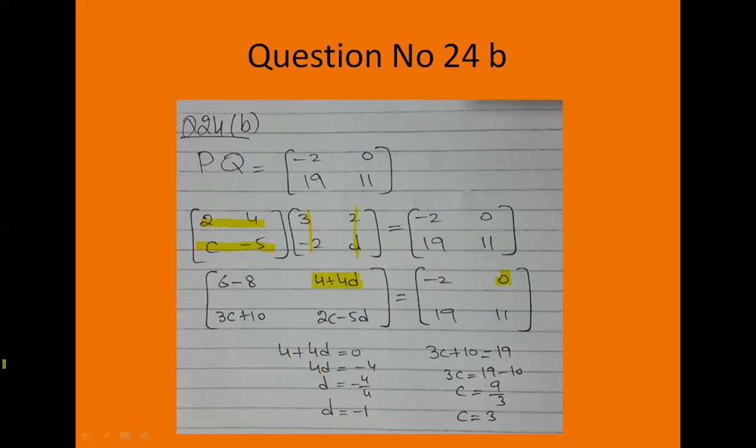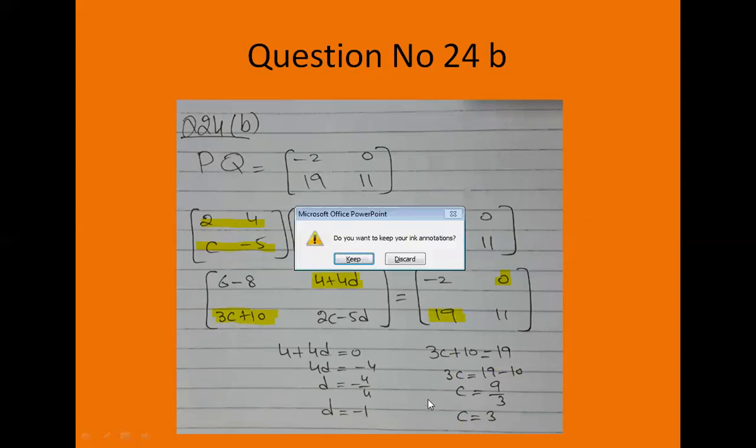Okay, now I know the value of D. Compare this. 3C plus 10 will be equal to 19. 3C plus 10 equals 19. So 3C is equal to 19 minus 10. You will be left with 9. So C will be equal to 9 by 3. You cancel them, so C will be equal to 3. So you see, this is how this is done. It's a very important concept. Every year this comes in the paper. So hopefully you understand. Okay.